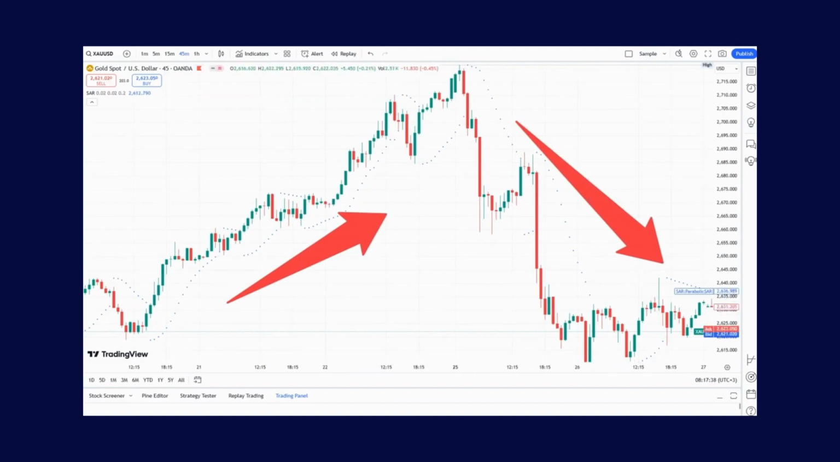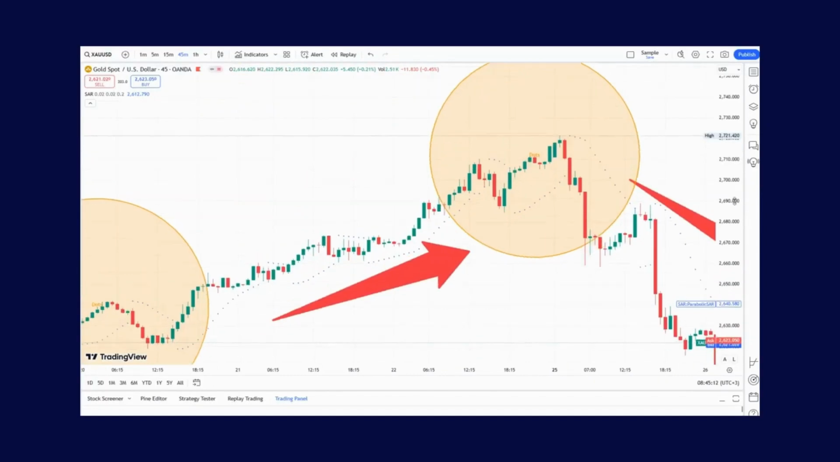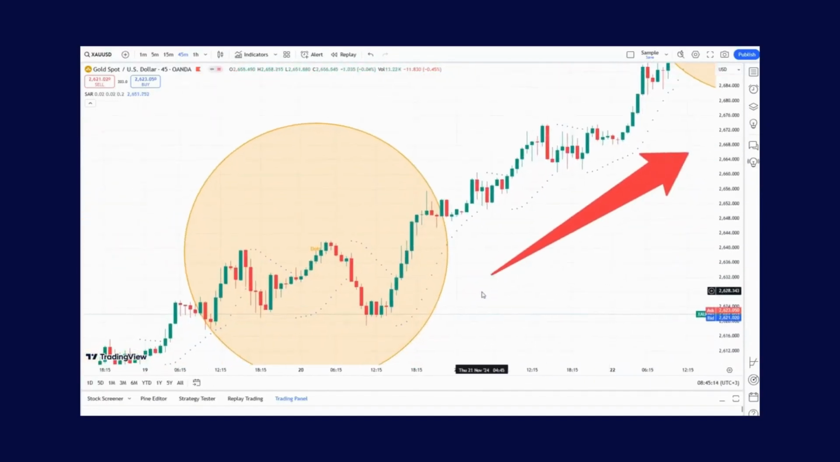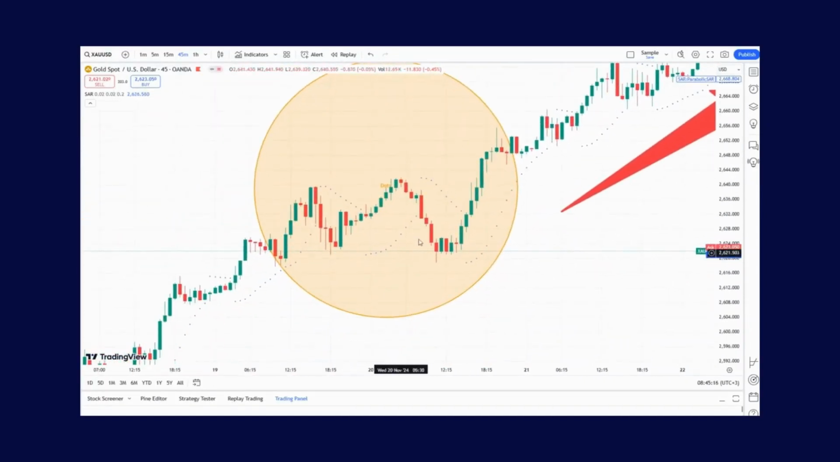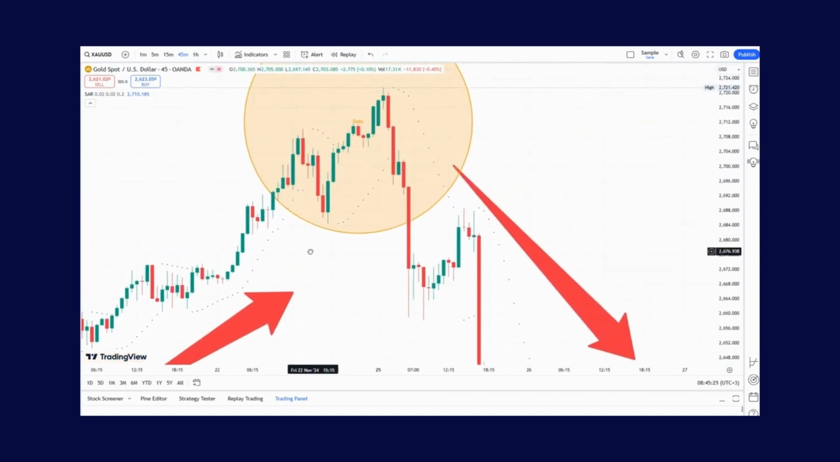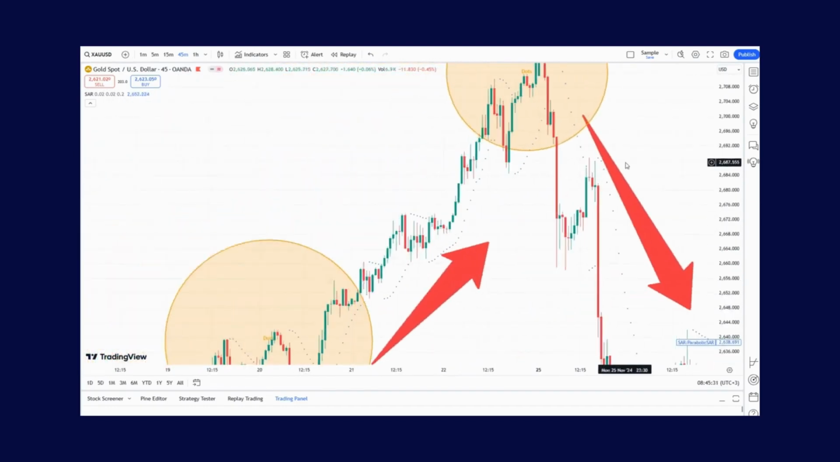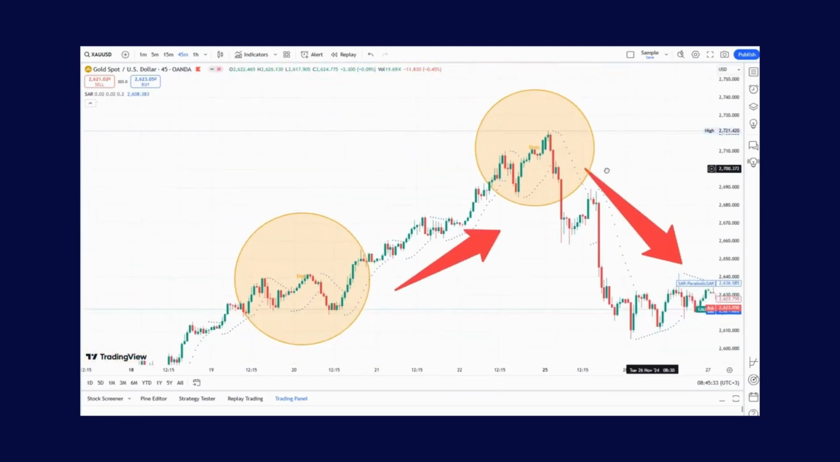One of the primary uses of the Parabolic SAR is trend identification. By observing the position of the dots relative to the price, traders can quickly determine whether the market is in an uptrend or downtrend. For example, during a strong upward trend, the dots will consistently appear below the price, offering confirmation of bullish momentum. This enables traders to stay in the trade and avoid premature exits. Similarly, in a strong downtrend, the dots will remain above the price, allowing traders to hold their short positions confidently.